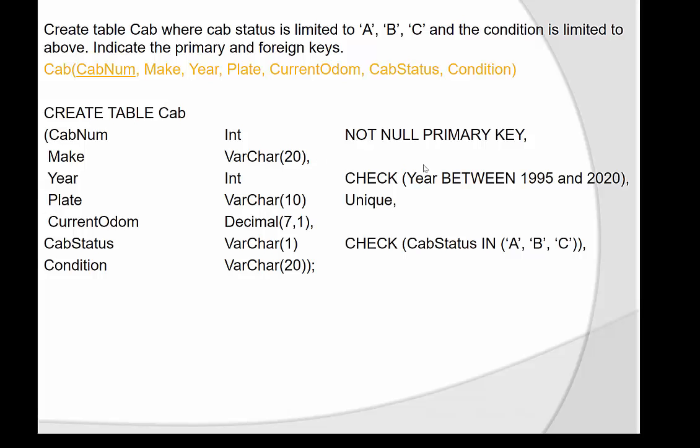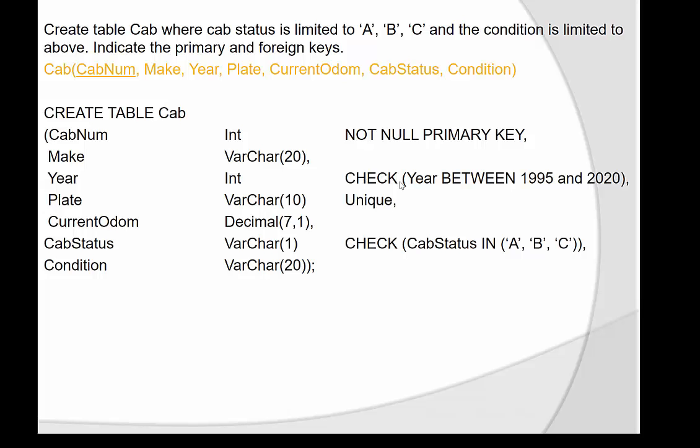Notice that you do not have to have any constraints. So with make, we're only indicating the name of the field and the data type. There's a comma, and the next field is year. With year, a check constraint has been added. A name has not been given to the check constraint.